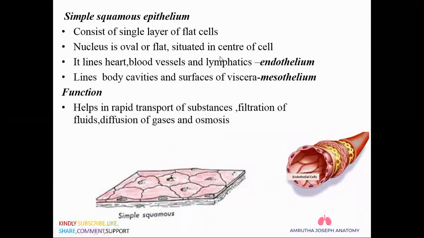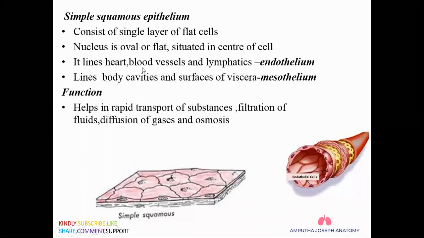So it is always important that you remember the nucleus shape and the position of the nucleus, because I said already that in the microscope we are going to see mainly the nucleus. So we should know the nucleus of the cell. We are not going to see the cell boundary very clearly, but the nucleus will be very visible. So you have to identify the epithelium by seeing the shape and the position of the nucleus.